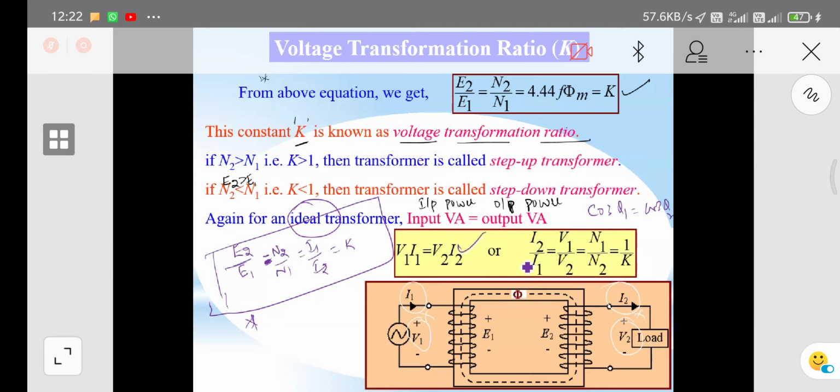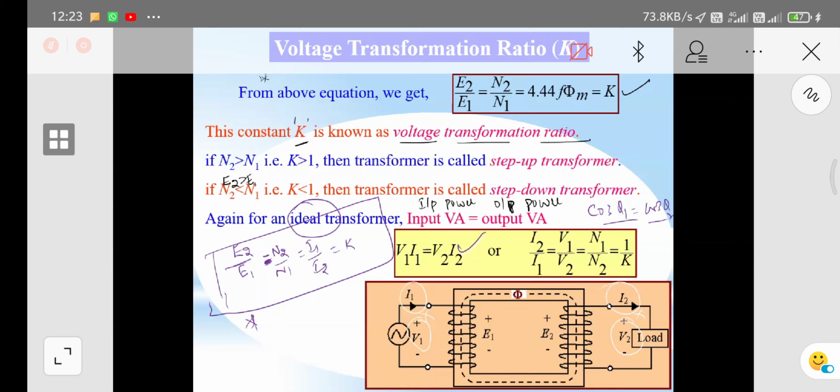But here there is no power factor difference, because in an ideal transformer there is no leakage flux, there are no winding losses, so no copper losses, and no iron losses. Only the permeability of the core is infinity. That's why. So if the permeability is infinity, the flux moves in any direction in the core.